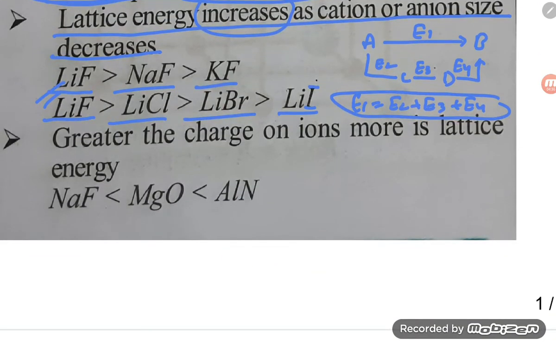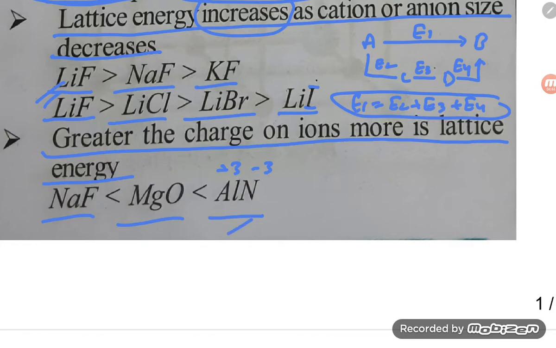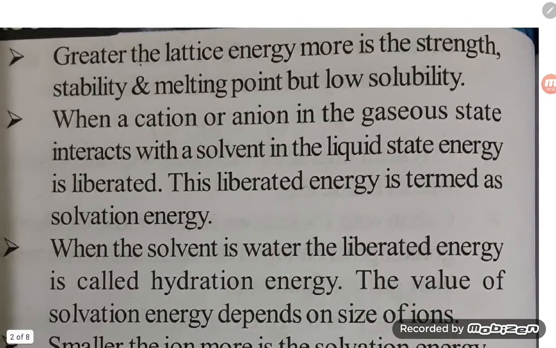Next, the greater the charge on ions, the more the lattice energy. So in NaF, MgO, and LaN, here it is plus 3 minus 3, more charge, so here is more energy, and here it is plus 2 minus 2. So this is the point for the lattice energy.